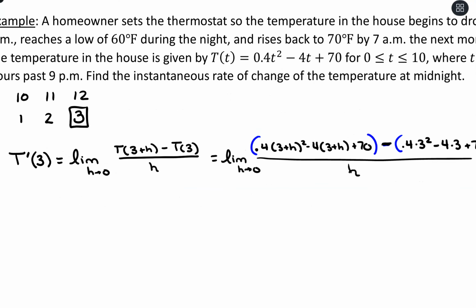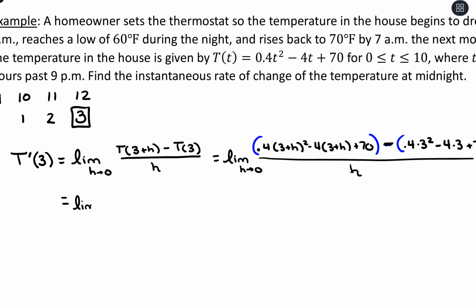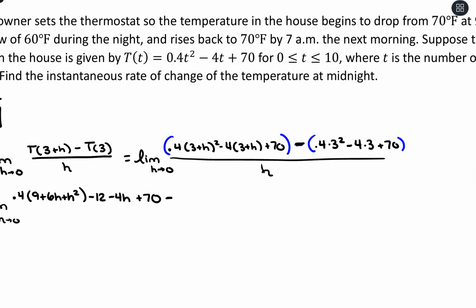Okay, let's go to the next line here. So limit as h approaches 0, and we're going to have 0.4 times 9 plus 6h plus h squared minus, and we're going to distribute that negative 4, so a negative 12 minus 4h, and then we'll have a plus 70. And then we're subtracting, and I'm going to go ahead and plug all that into a calculator. So 0.4 times 9 minus 12 plus 70 is 61.6. So we're subtracting 61.6 there, all over h.